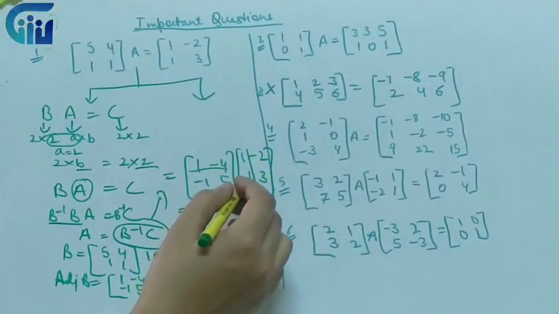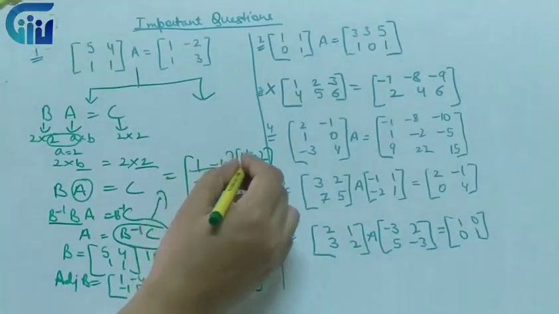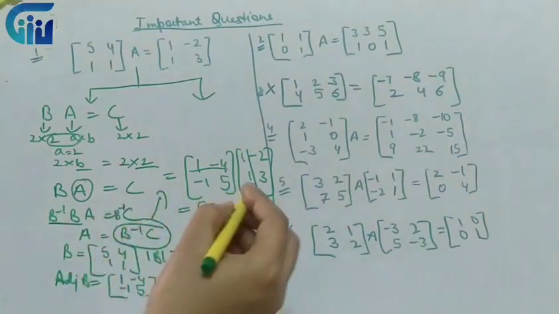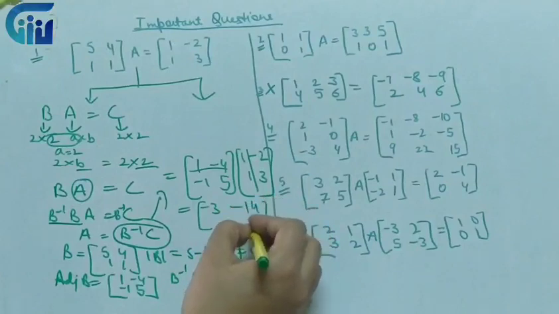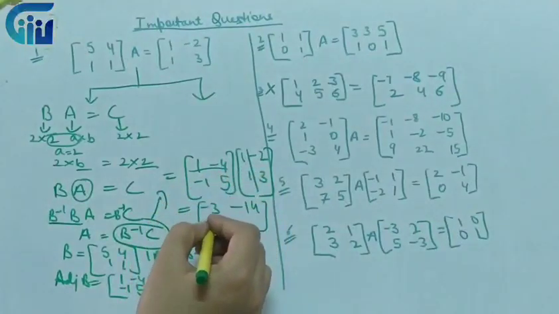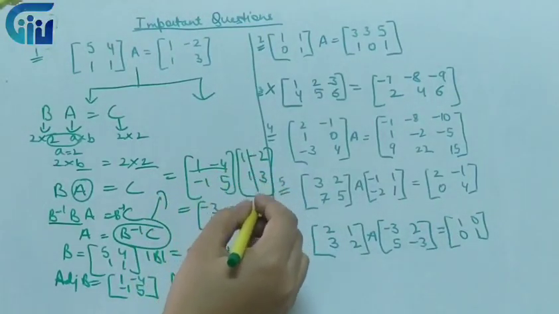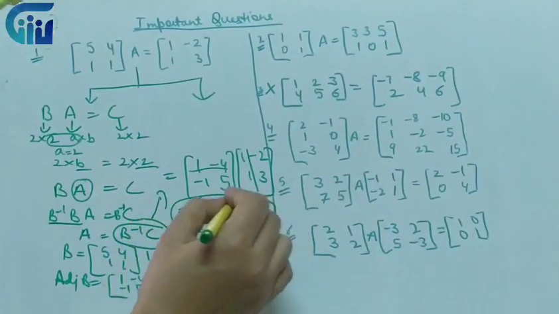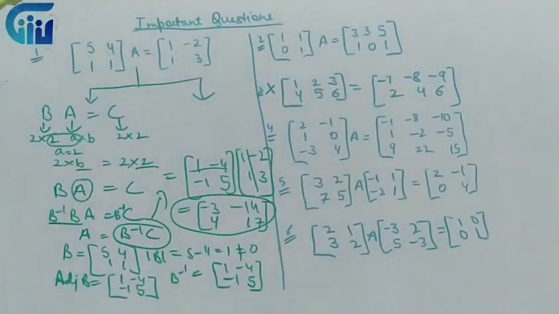1 into 1 is 1, minus 4, that is minus 3. 1 into minus 2 is minus 2, minus 2 minus 12 is minus 14. Then minus 1 into 1 is minus 1, minus 1 plus 5, that is 4. Then 2 plus 15, that is 17. So this is my matrix A. So this is one method where what did I do? I know it is a square matrix, so I can multiply by its inverse.